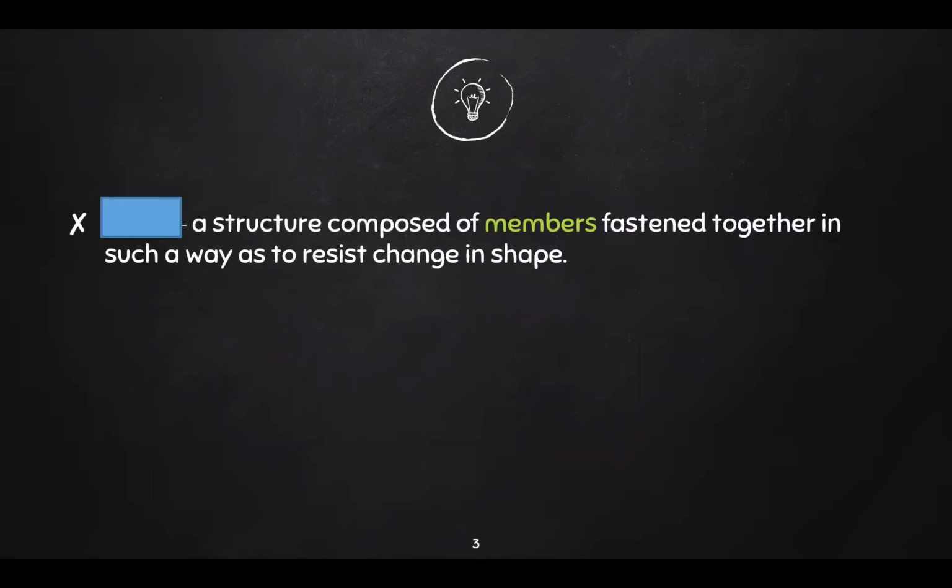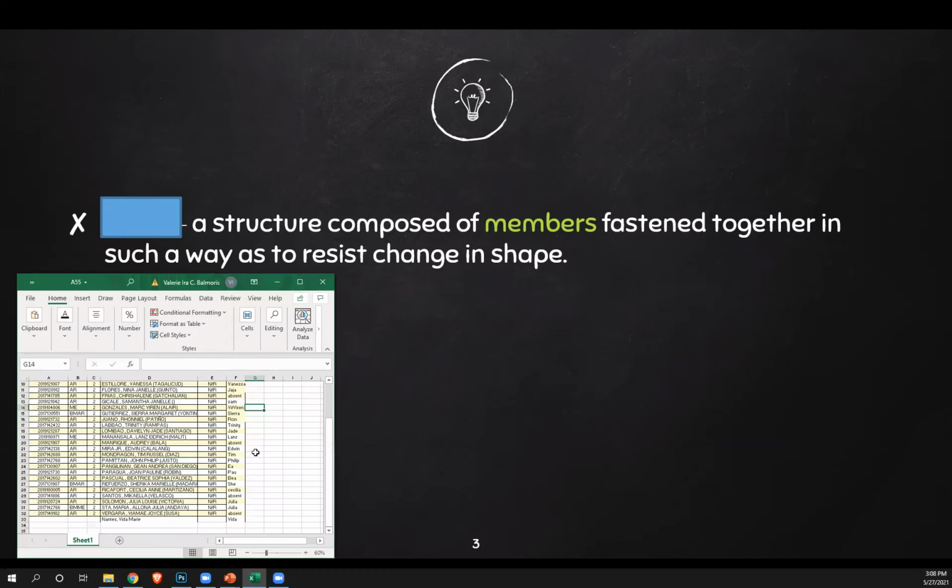So a blank is a structure composed of members fastened together in such a way as to resist change in shape. What's the answer? What is that blank? Correct, Janelle and Julia. So Flores and Santa Maria. And Julia. Yeah, it's truss.